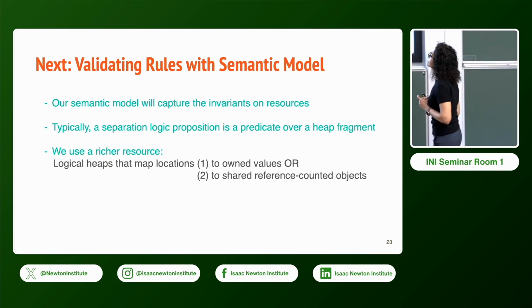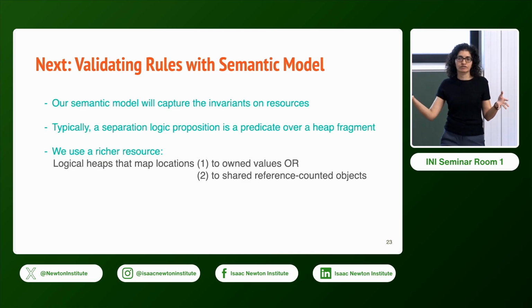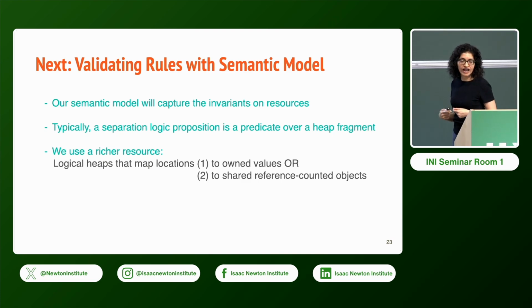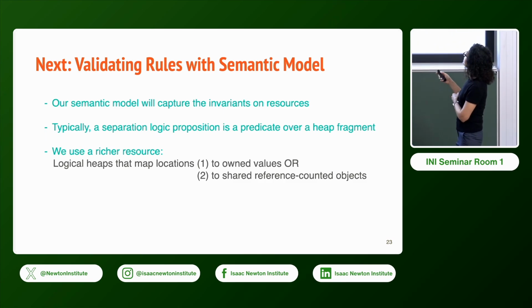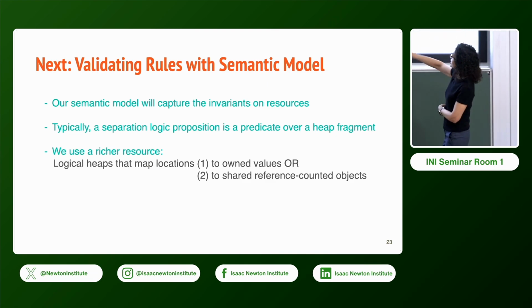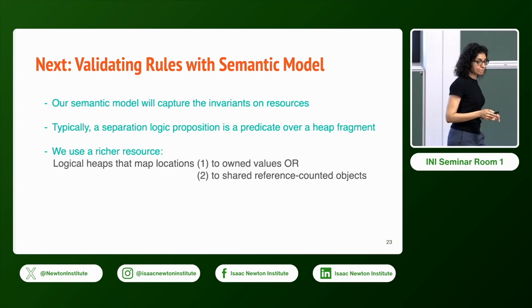Now, normally, when we think about separation logic, propositions are predicates over heap fragments, right? Locations point to things stored at those locations. But what we're going to do is have richer resource, logical heaps. We need these logical heaps in order to keep track of reference counts. So logical heaps will map locations not just to values, but to whether the value is owned or shared. So an owned value or a shared reference counted object.